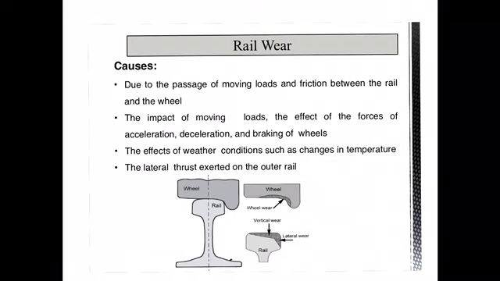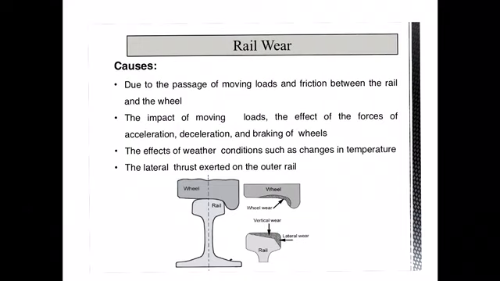We'll look into the various causes which contribute to the occurrence of rail wear. The first cause is the passage of a moving load. There exists friction between the rail and the wheel, and because of this friction between the steel wheel and the steel rail, there will be a loss of metal on the top surface. That is the first reason. The second reason can be the impact of moving load. The forces of acceleration, deceleration, braking of wheels, and abrasion due to rail and wheel interactions can also cause rail wear.